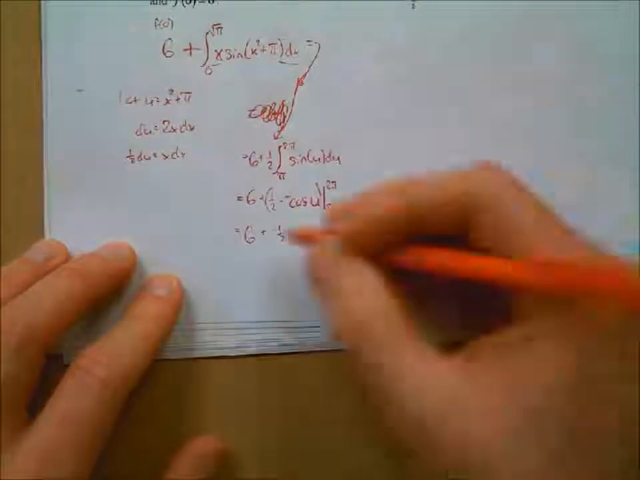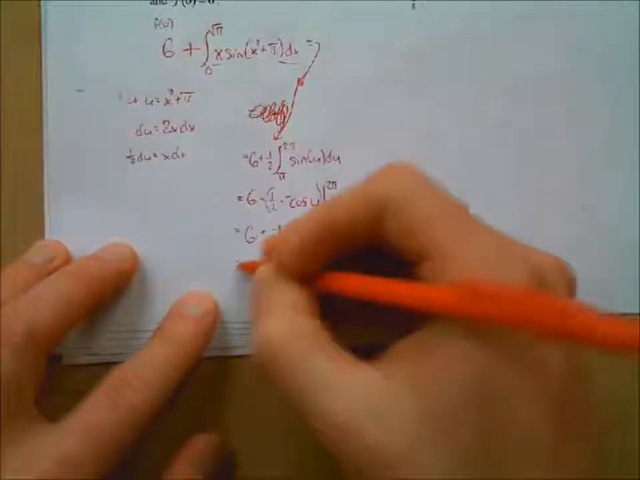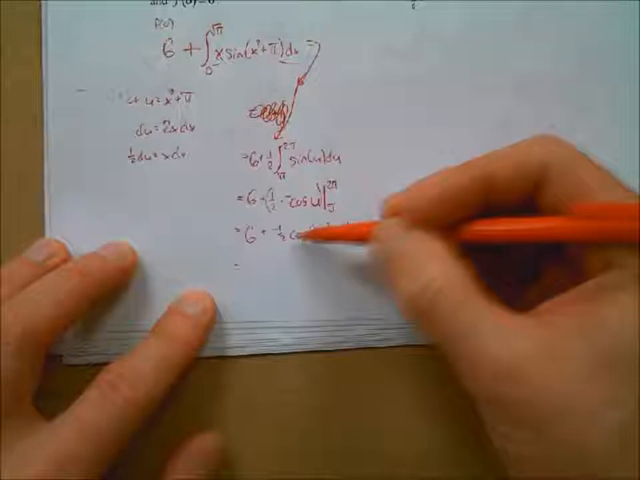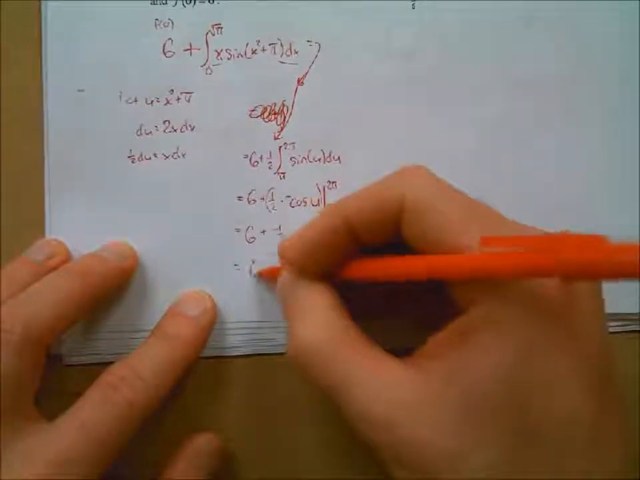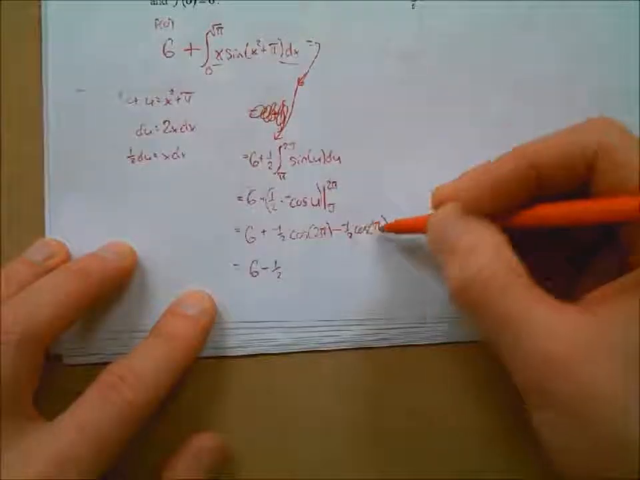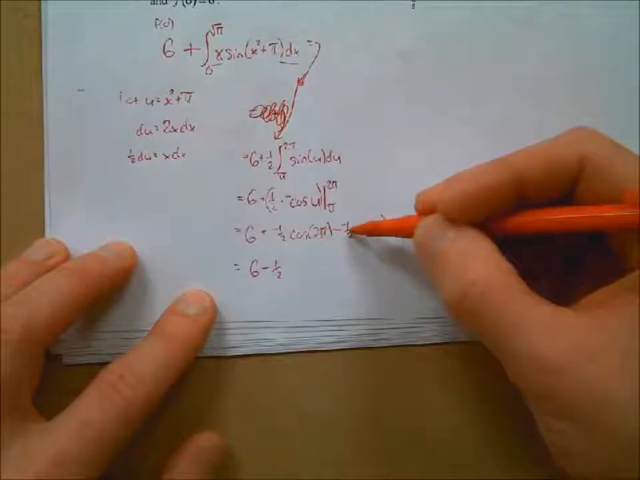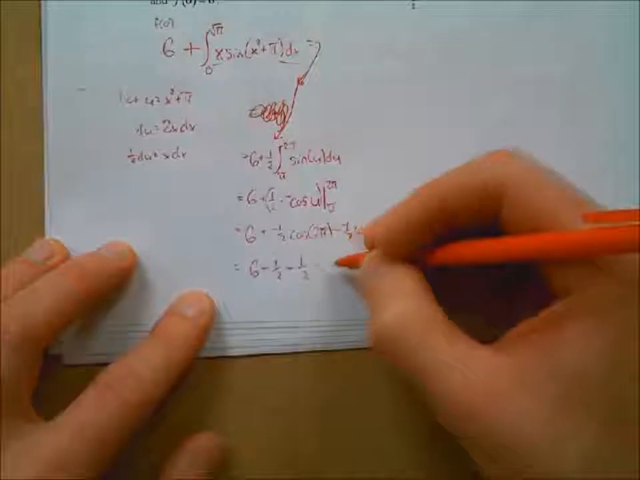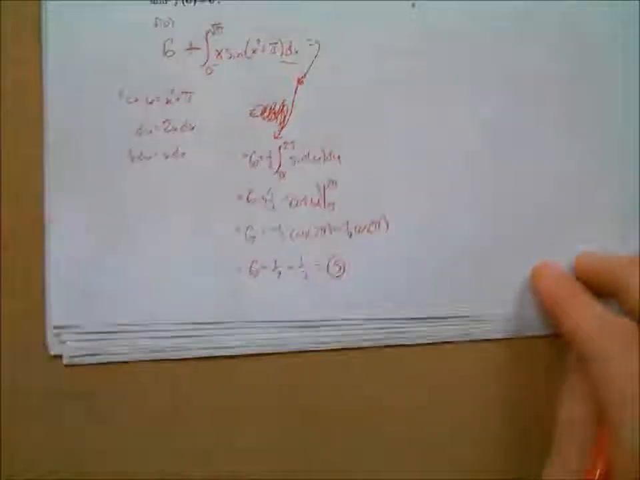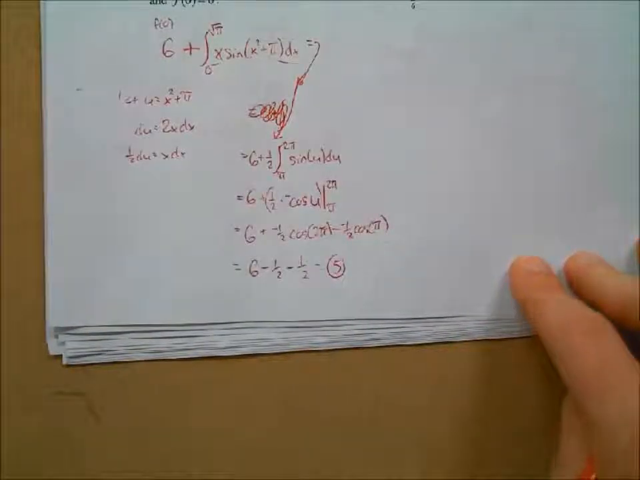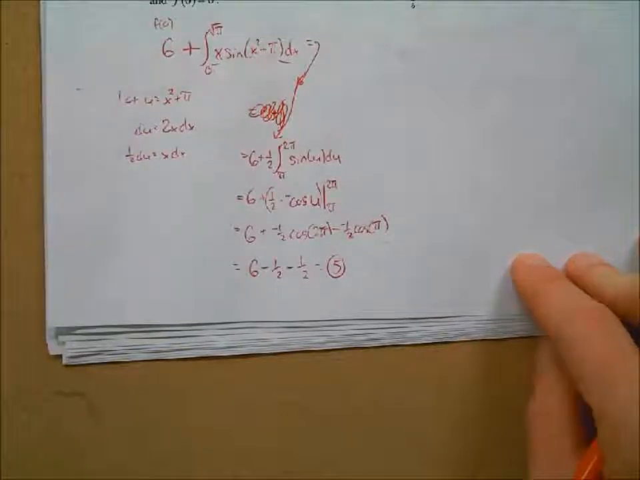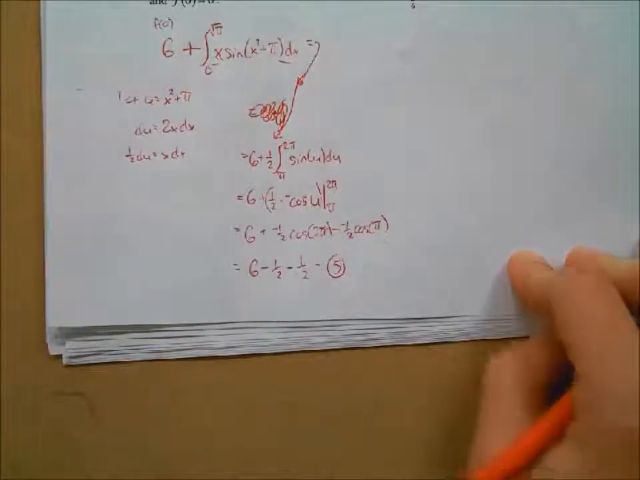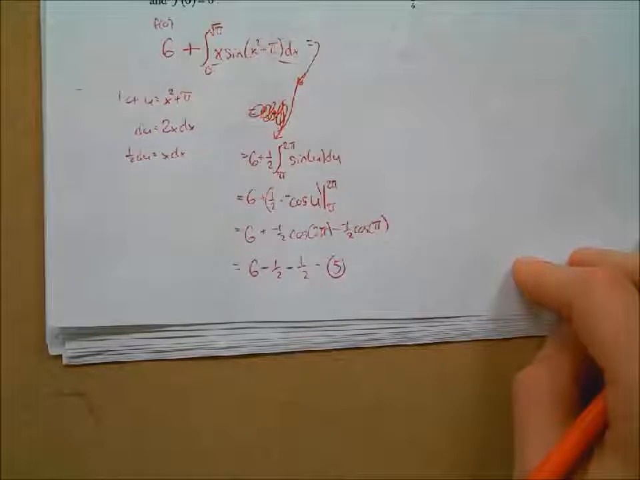So you can leave it like that if you want to, right? But of course we can simplify this. Cosine of 2 pi is 1, so it'll be 6 minus 1/2. And then cosine of pi is negative 1, but then times negative 1/2 becomes positive 1/2, and then minus 1/2. Okay, so 5. So there's that.